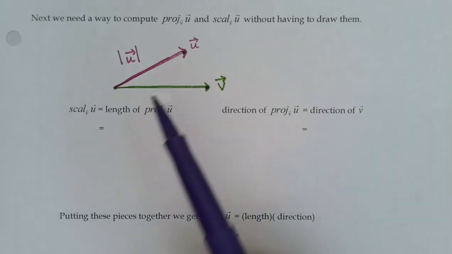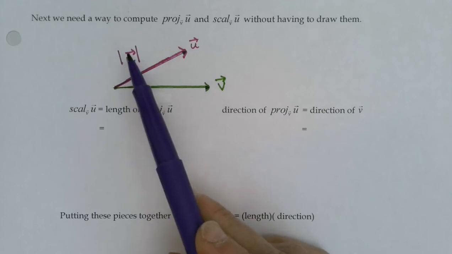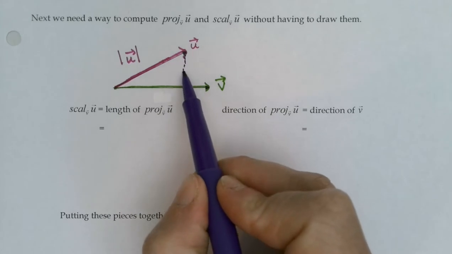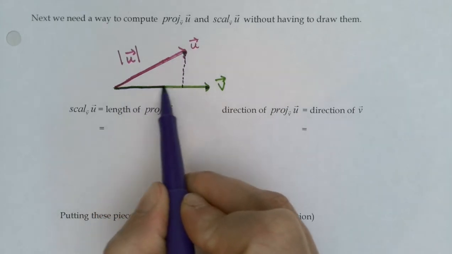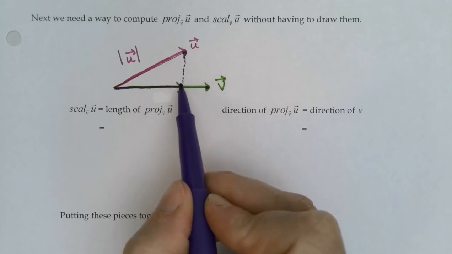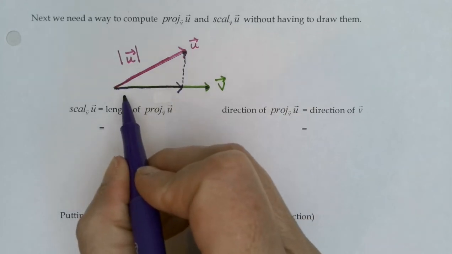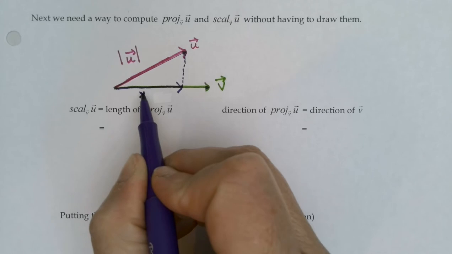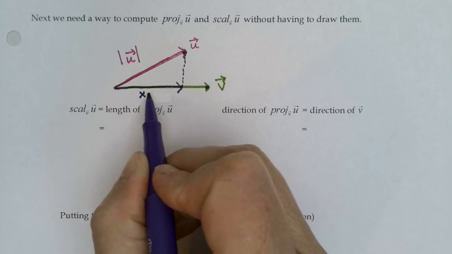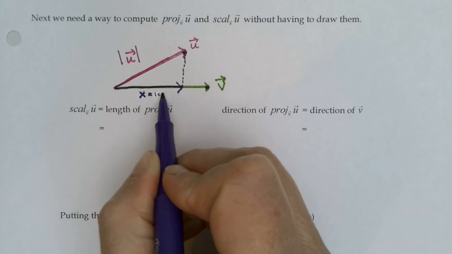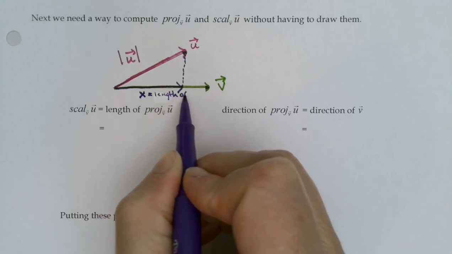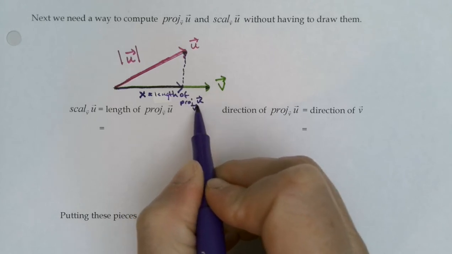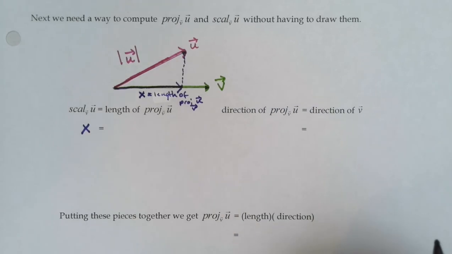Alright, so when you have your u vector here and it has a magnitude u, and then you have your v vector down here, there's a shadow that's cast, and that is the projection. It's orthogonal to the v vector. So that's the projection right there. The length of that projection would be the scalar, so I'm going to call it x. That would be the length of the projection of u onto v. So I'm going to call it x right here.